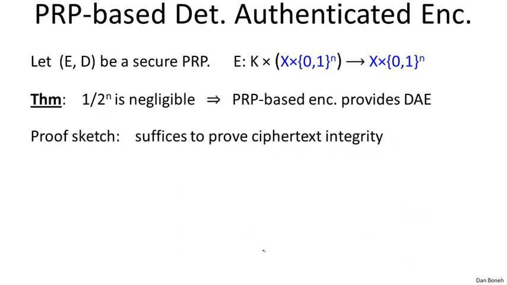And I claim that this very simple mechanism actually provides deterministic authenticated encryption, assuming, of course, that you've appended enough zeros. In particular, if you append n zeros, we need 1 over 2 to the n to be negligible. And if so, then this direct PRP-based encryption provides deterministic authenticated encryption. So let me see why. Well, we already argued that the system is CPA secure, so all we have to argue is that it provides ciphertext integrity. And again, that's easy to see.